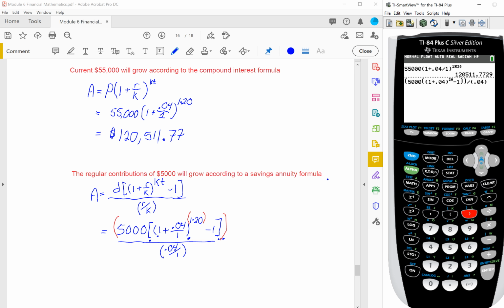Okay, I hope you're able to duplicate this on your calculator. When I do this, I end up giving the balance of this annuity is approximately $148,890. And if I round to the nearest penny, 39 cents.